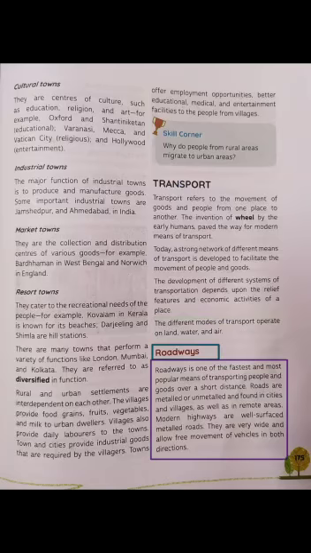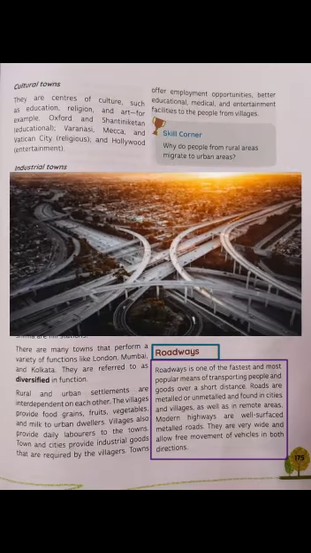First, we will look over roadways. Roadways is one of the fastest means of transport for short distances. That is, if you have to travel a short distance, then road transport is the best means of transport. Roads are metalled and unmetalled and found in cities, villages, as well as remote areas. In modern highways, there are well surfaced metal roads. They are very wide and allow free movement of vehicles from both directions.